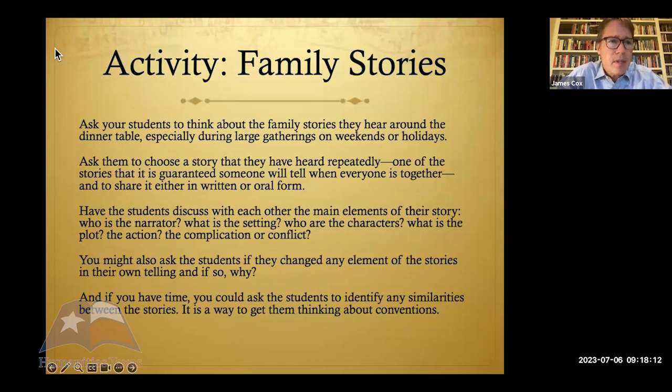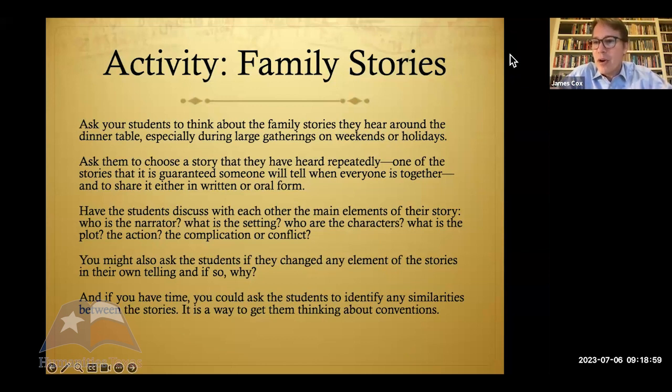So they're just out of, for the most part, just out of high school. They're 18, 19 years old. And so I asked them to think about family stories. The ones in particular that they hear around the dinner table or around the barbecue pit or wherever, especially during large gatherings on weekends or holidays. When I used to teach summer courses, we'd use the 4th of July as the source. And then I'll ask them to choose a story that they have heard repeatedly, since we all have examples of this. One of those stories that it's guaranteed someone's going to tell when everyone gets together, and then to each share it either in written or oral form.